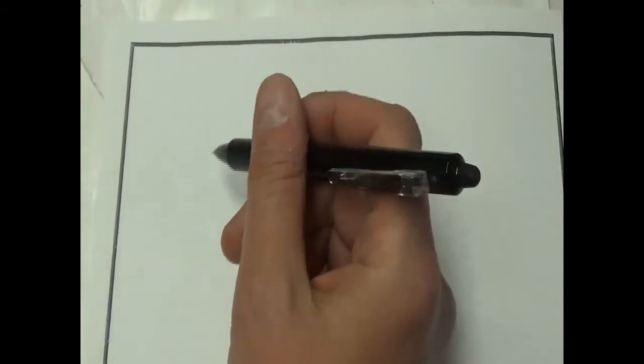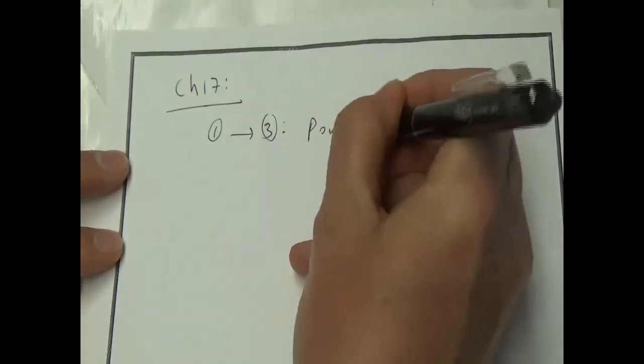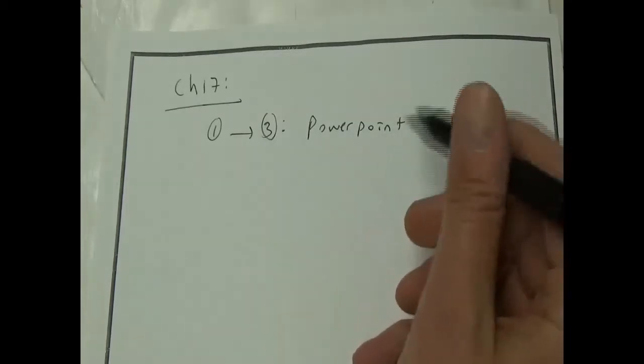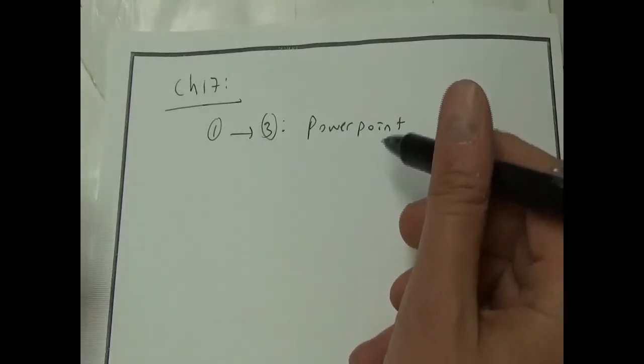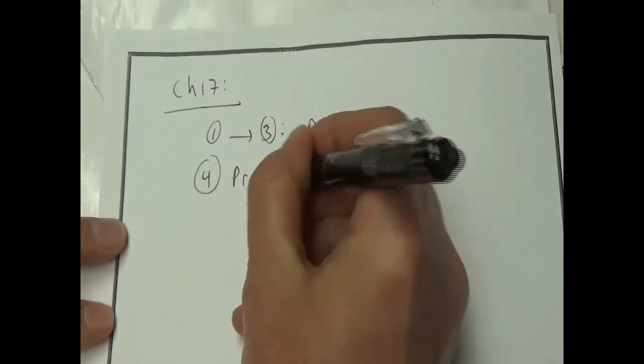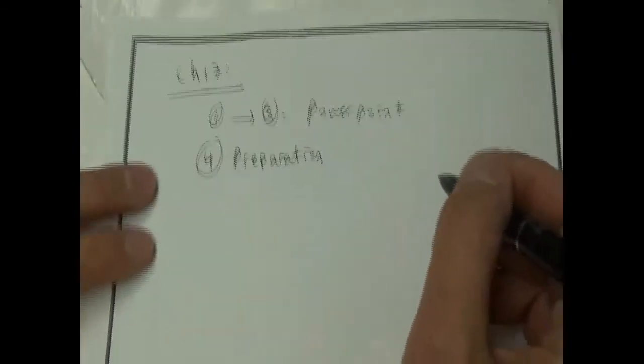Okay, so we are done with the PowerPoint section of Chapter 17. And we're on to the reaction mechanism synthesis part. So we did 1 through 3 in PowerPoint, which was I think the nomenclature, structure, and spectroscopy of them. Okay, so now we're on to 4, which is some reactions and specifically preparation of ketones and aldehydes.